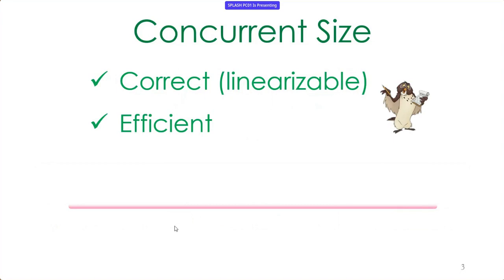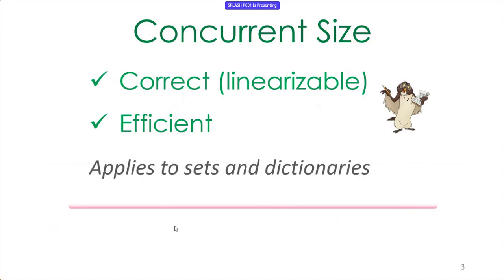So we present the first solution for concurrent size, which is both correct and efficient. And for a correctness criterion, we use linearizability, which we heard about before, but in general, it means that each operation needs to appear to take effect once between its invocation and response. And our solution applies to both sets and dictionaries.